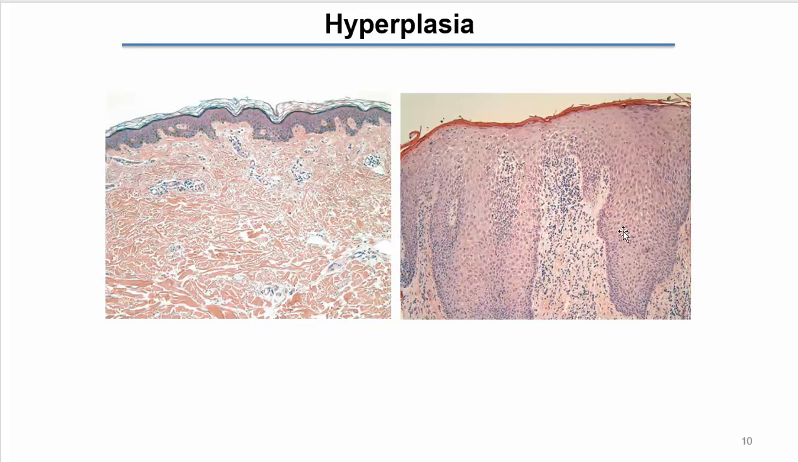And this incredible amount of hyperplasia. If you count the number of cells that are in this area versus the number of cells that are in this area, there's a lot of hyperplasia. And what this is, is psoriasis. This is plaque psoriasis, which is a pathological hyperplasia.